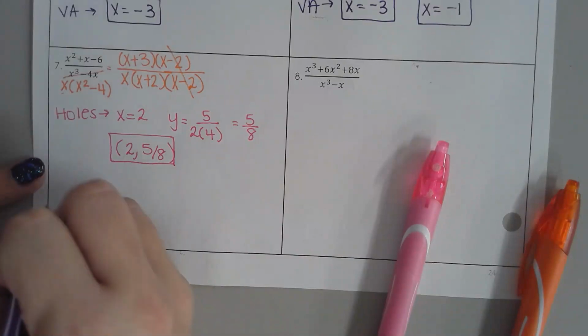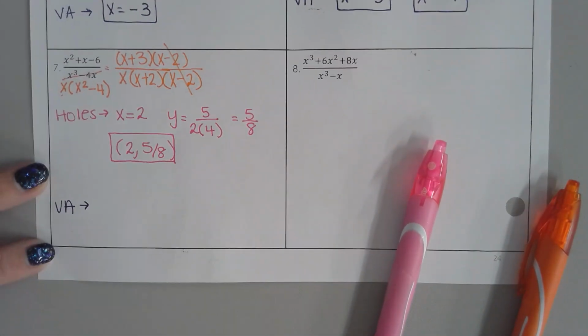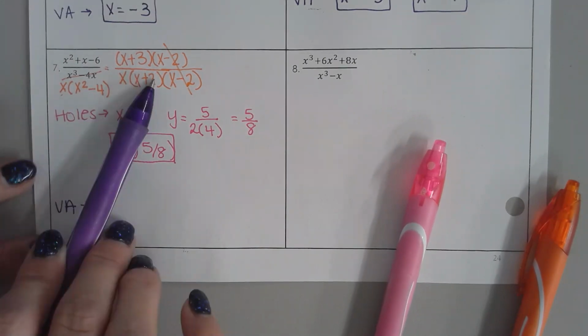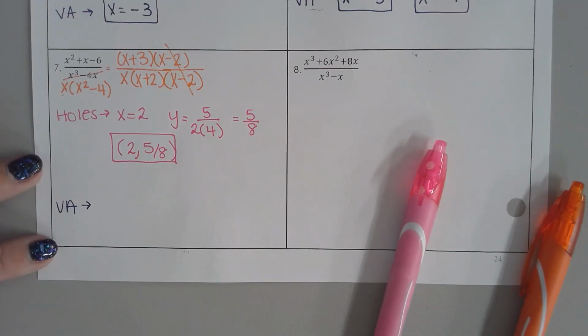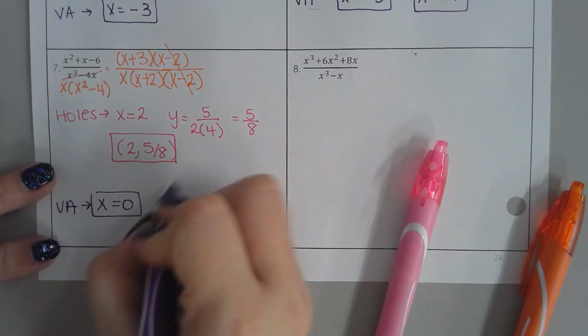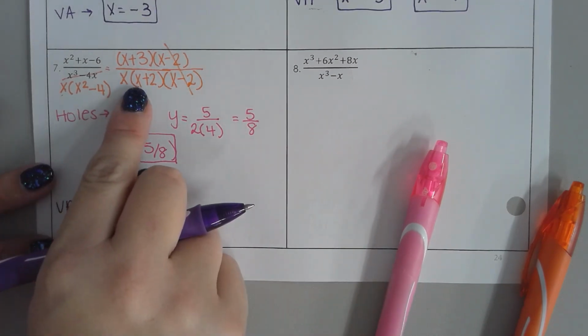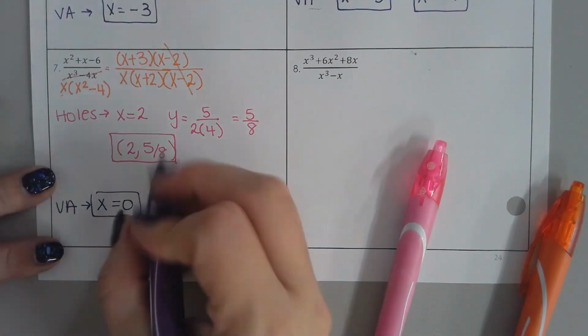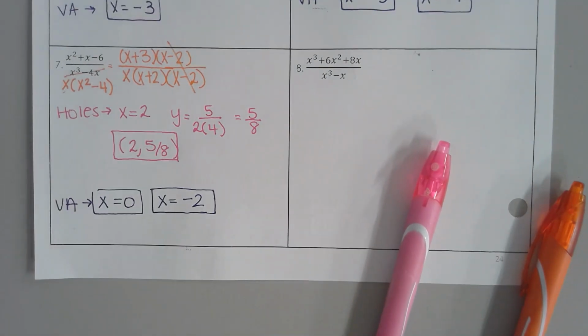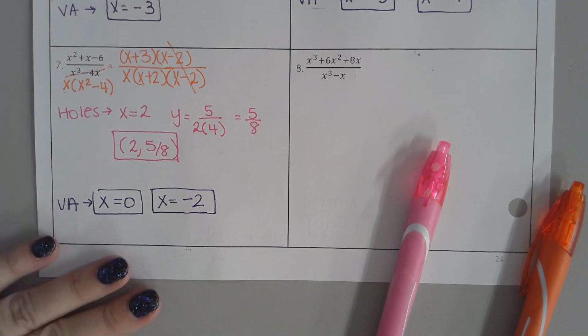And then vertical asymptotes. I have two things left over in the denominator, an x and an x plus 2. Set both of those equal to 0. The x equals 0. And then if I do x plus 2 equals 0, I would get x equals -2. Any questions on that one?